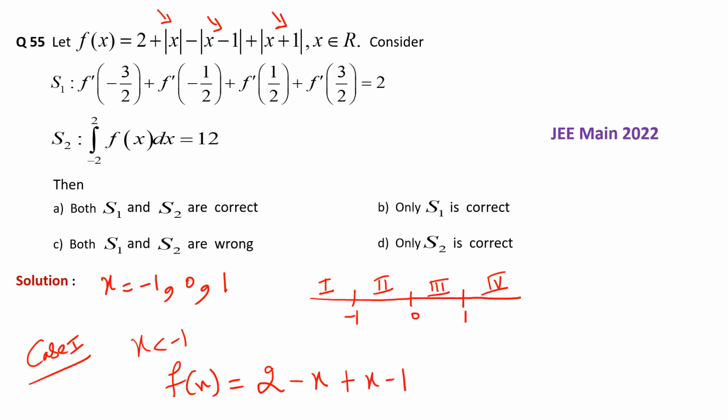And now students, since x is less than minus 1, x plus 1 is negative. So mod of x plus 1 becomes minus x minus 1. Now just simplify, and you get minus x as the final value. So f of x is equal to minus x when x is less than minus 1. Now we move to the second case.